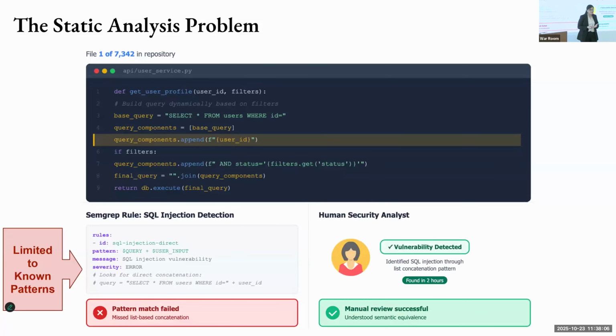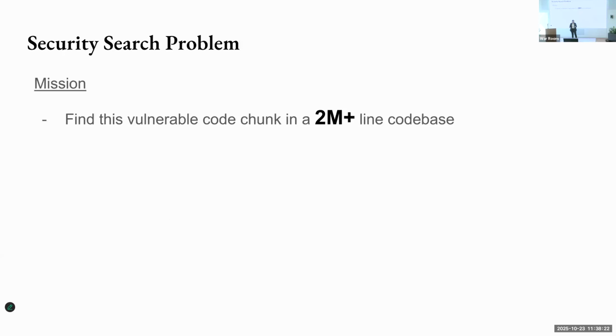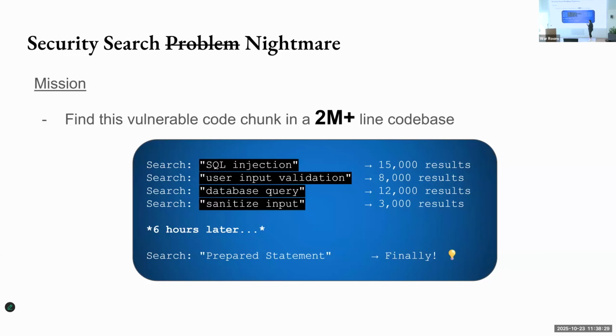On the other hand, you have human security analysts, who are amazing at this because they find these vulnerabilities across all of these repositories. But this is a hugely manually driven process. It's super time consuming and lengthy. Let me give you an example. Say you are a security analyst and your mission is to find a vulnerable code chunk in a 2 million line code base, right? So this security search problem converts into a security search nightmare. You're searching through SQL injections, user input validations, and maybe, just maybe, 6 hours later, you finally find that one bug and you create your prepared statement, which is a huge understatement because it usually takes a whole lot longer than that.